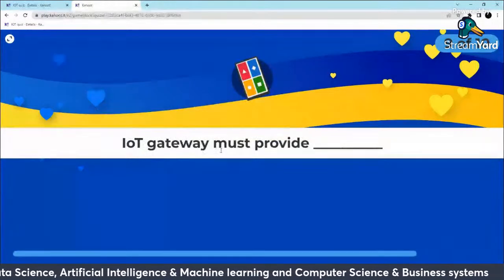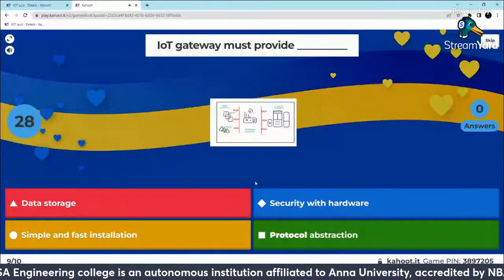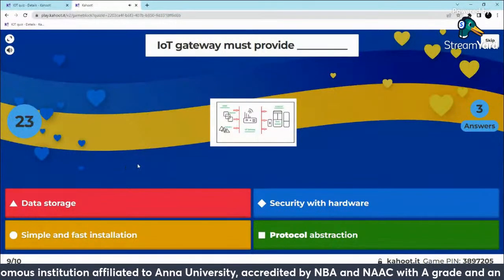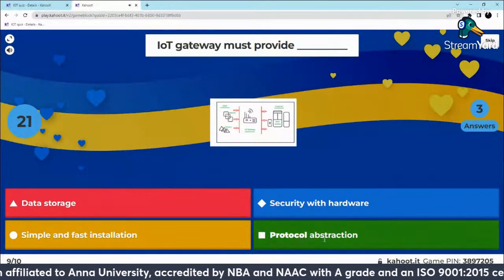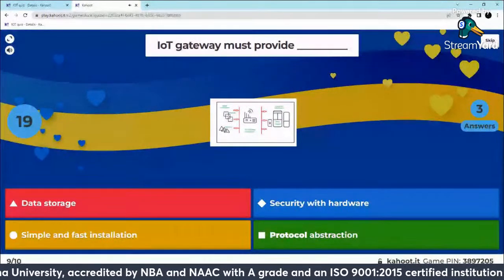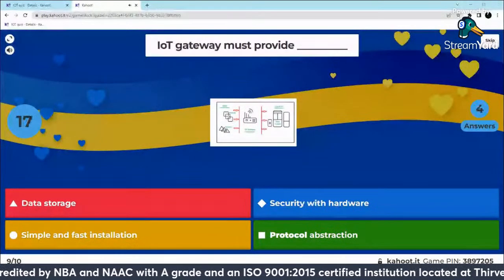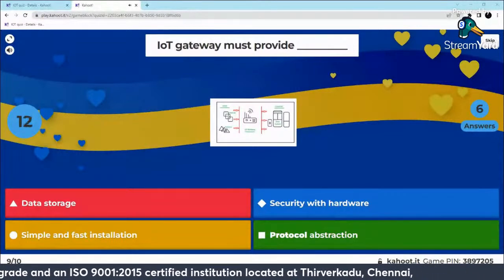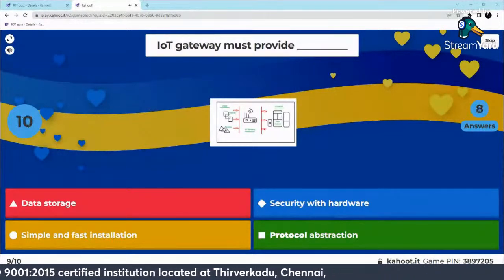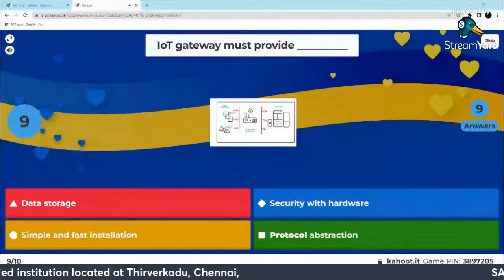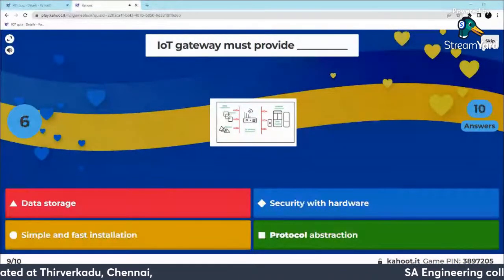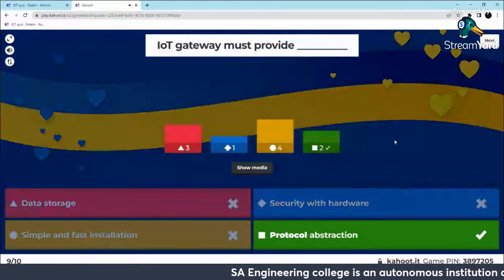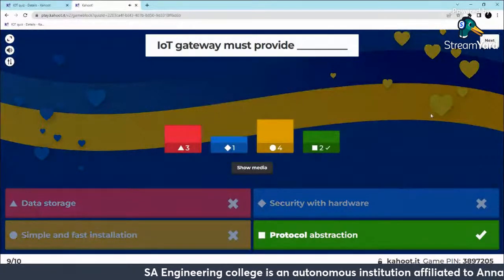IoT gateway must provide data storage, data security with hardware, simple and fast installation, protocol abstraction. And you have 20 seconds left with you. And about 3 have answered already. Now that's great. 5, 6. Oh, wow. Everyone is answering it faster. Must be an easy question, I guess. And the answer is protocol abstraction. That is right. And only two of them answered it right.